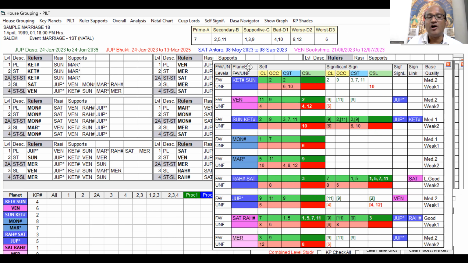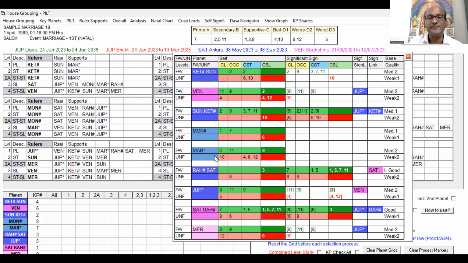It means all the planets, Ketu to Mercury, all the planets' self significations are shown from CLOCC, CSC, and CSL. And according to the event chosen, which is marriage first natal, according to the event, favorable houses are shown in one row as favorable, and unfavorable houses are shown in a different row. Okay, Ketu: 2, 6, 10. Star lord for 6 and 10 is shown under unfavorable.